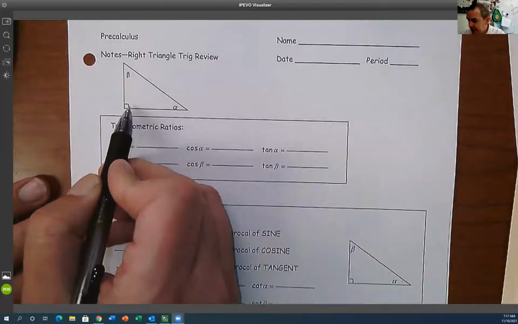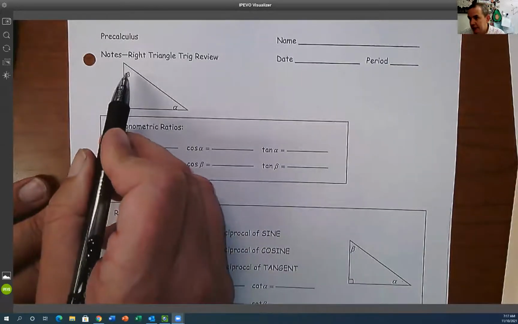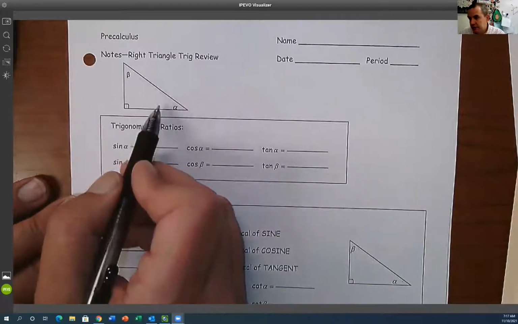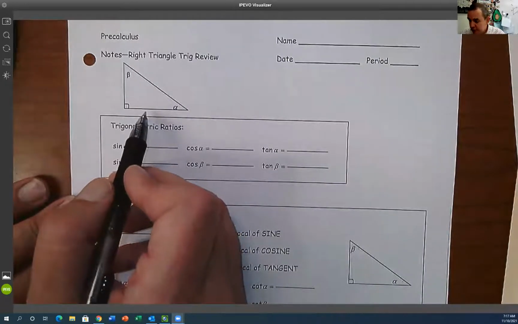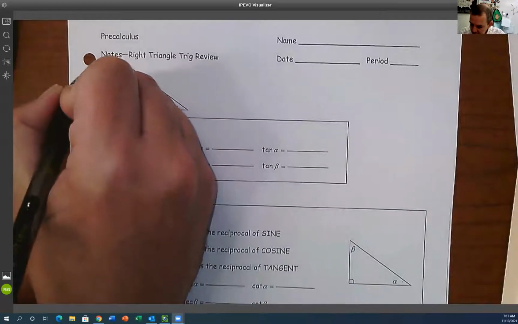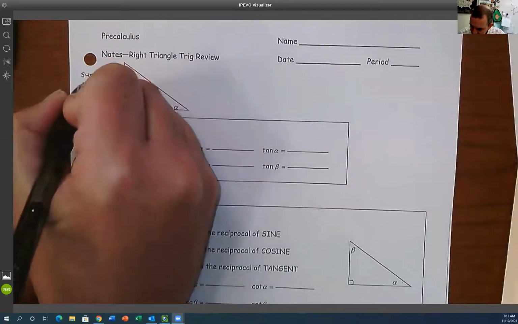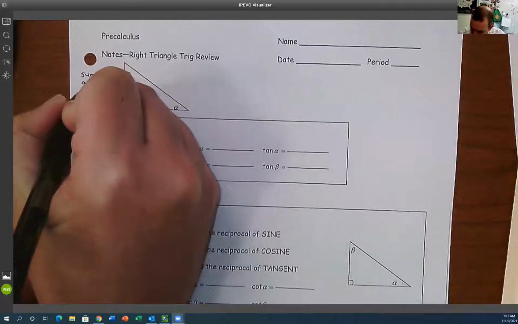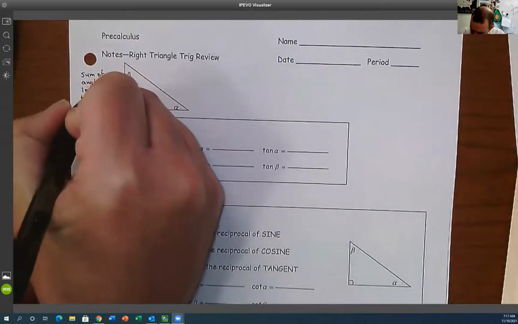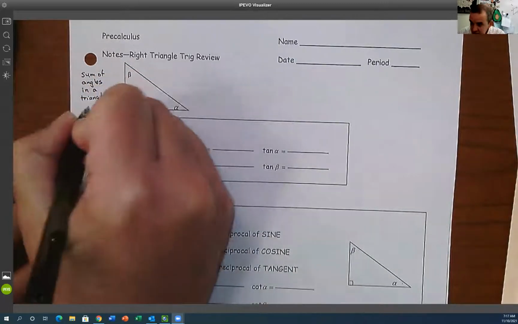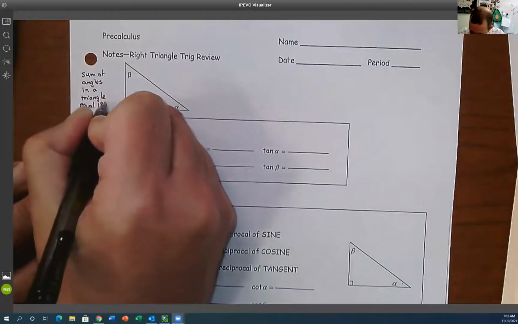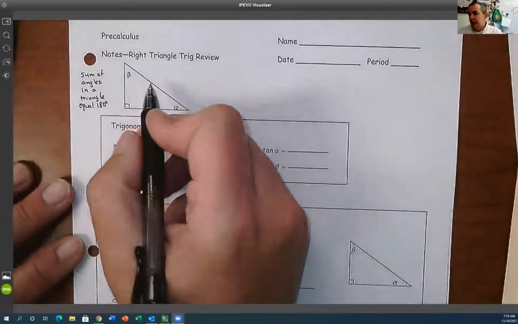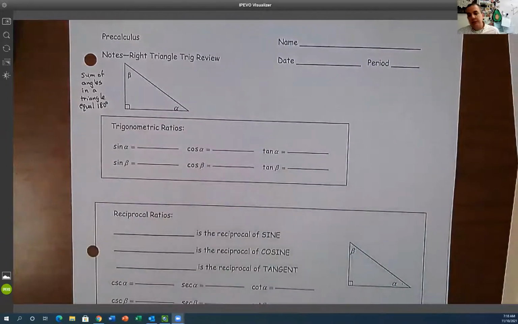So this is my 90-degree angle, always going to be my 90-degree angle. These two other degrees are going to add up to 90 as well, because the whole triangle is 180 degrees, as a reminder. So remember, the sum of angles in a triangle is always going to equal 180 degrees.